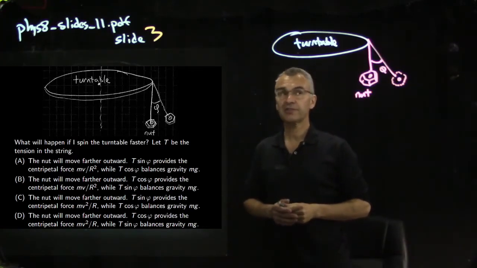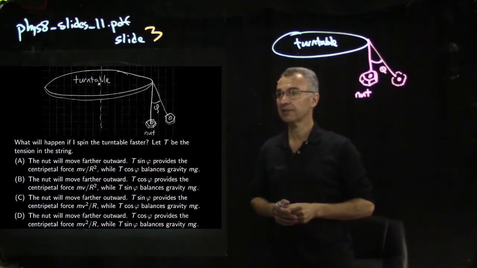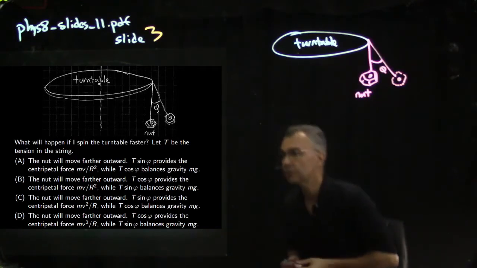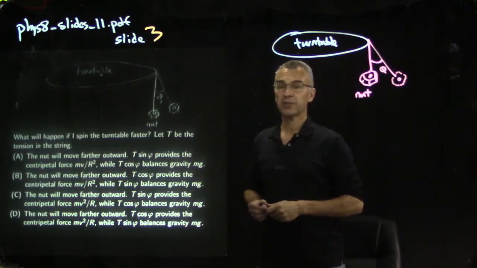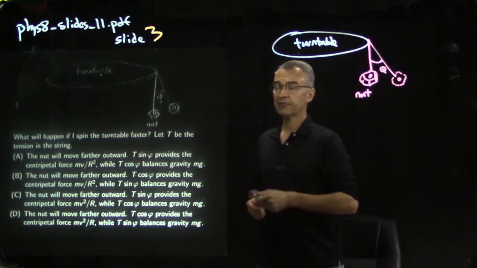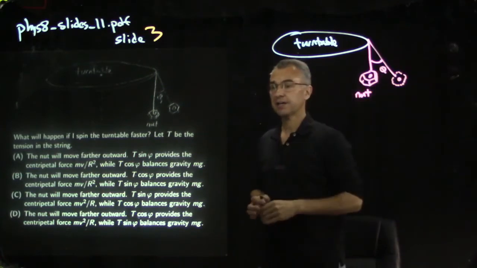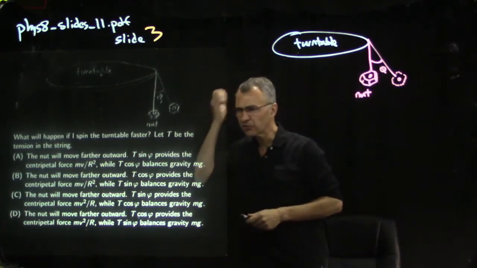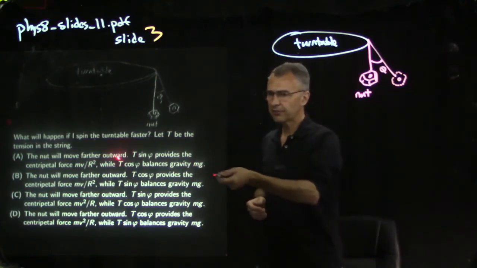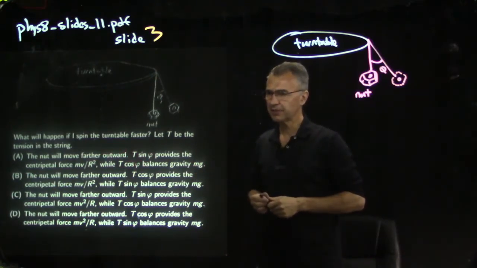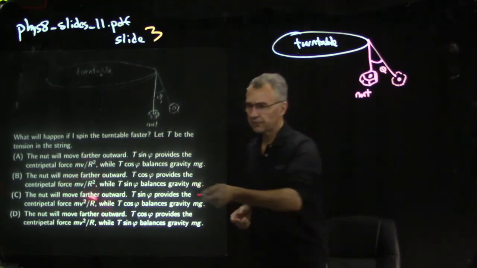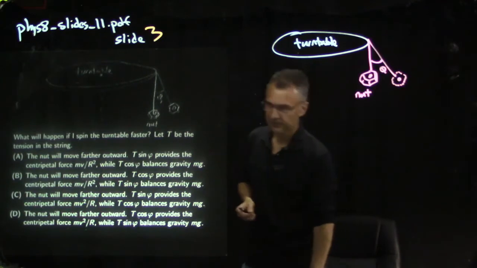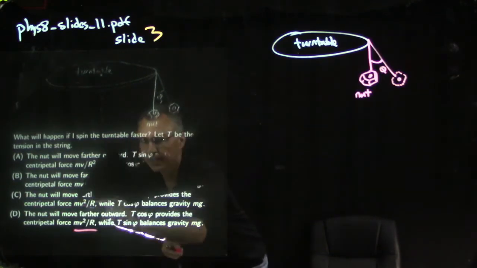So let's let T be the tension in the string. Which of these options seems to make sense? A, the nut will move farther outward if I spin the turntable faster. Tension times the sine of this angle phi provides the centripetal force mv over r squared, while tension times cosine phi balances gravity mg. Well, let's see, is it mv over r squared or is it mv squared over r? I guess that's one thing that distinguishes the answers from each other.